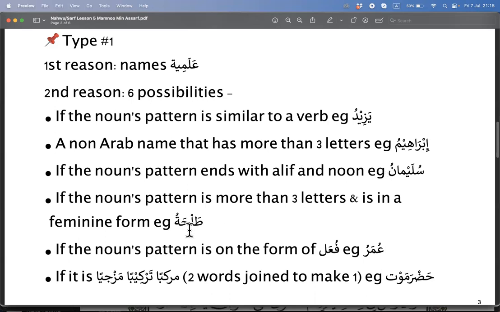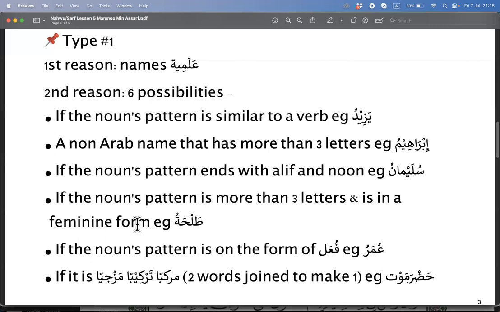Another one is if the noun pattern is more than 3 letters and is in a feminine form. So, Tolha. Why do they say this word has a feminine form? What is feminine about it? The marbuta. Exactly. We associate ta marbuta with feminine, right? So even for the name Tolha, it's going to be Mamnoo min as-Sarf. So basically, all feminine names, like Fatima, my name, Adila, all feminine names will be Mamnoo min as-Sarf.